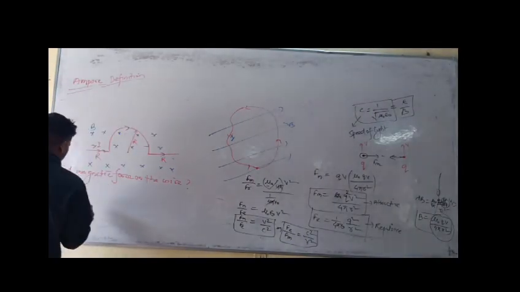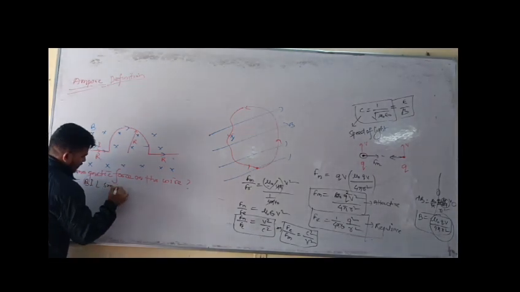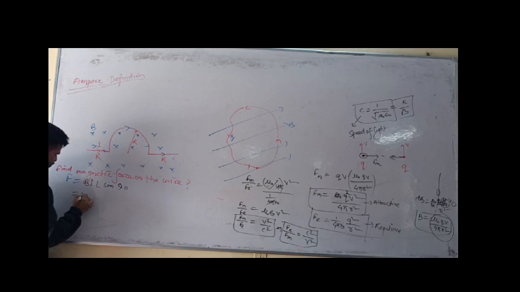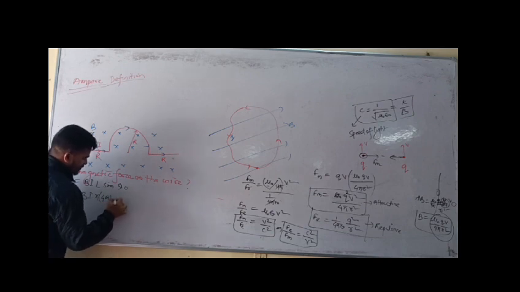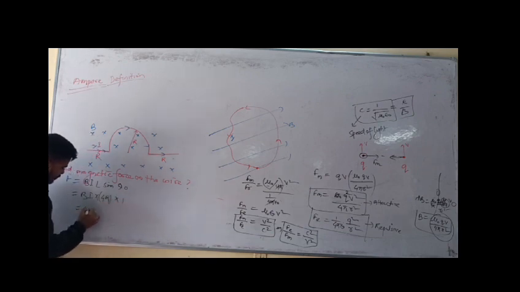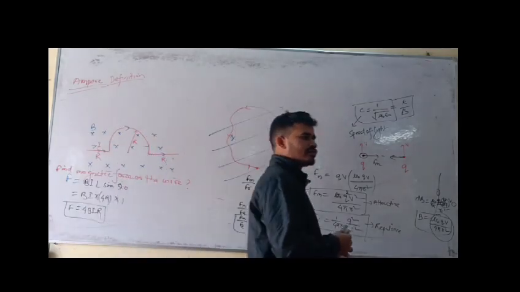What will be the answer? BIL sin 90 degrees. B is same, I is same in place of all. L, there are 2R, 4R. Sin 90 is 1, so 4BIR.